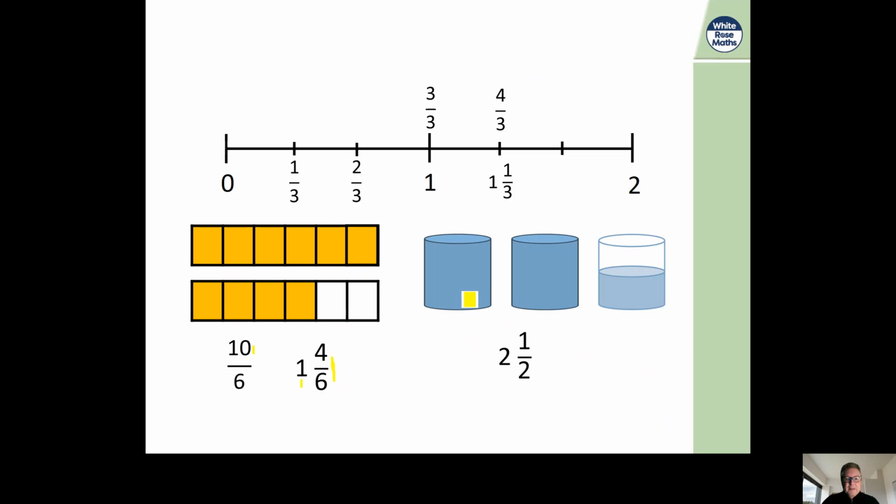2.5. There's a whole, there's a whole, and hopefully you can see only half of that one is filled up. So how many halves do we have? 1, 2, 3, 4, 5. 5 halves.